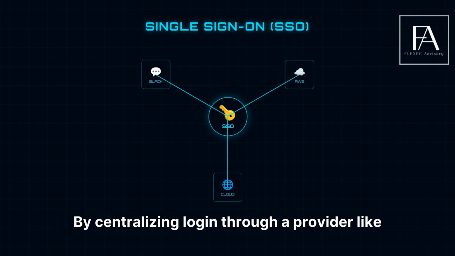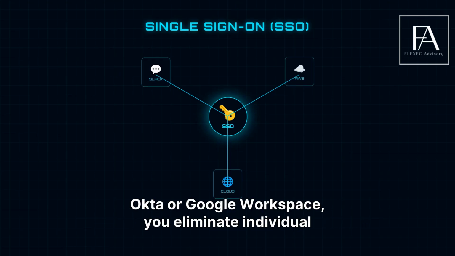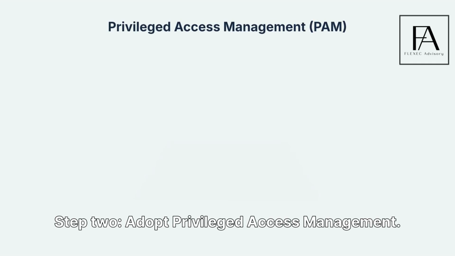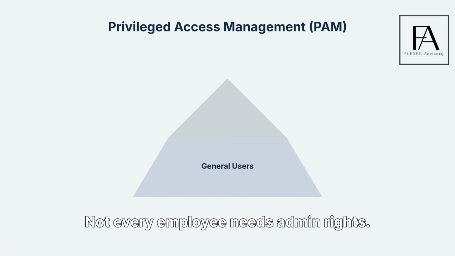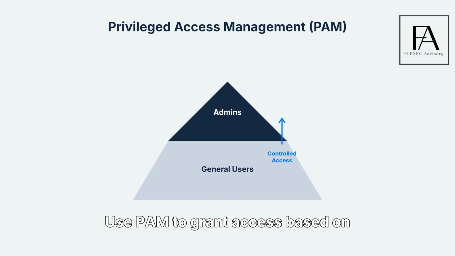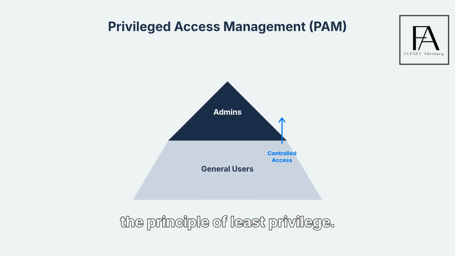By centralizing login through a provider like Okta or Google Workspace, you eliminate individual password sprawl. Step 2. Adopt privileged access management. Not every employee needs admin rights. Use PAM to grant access based on the principle of least privilege.